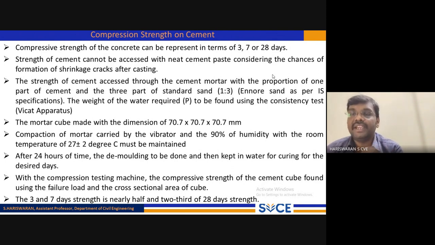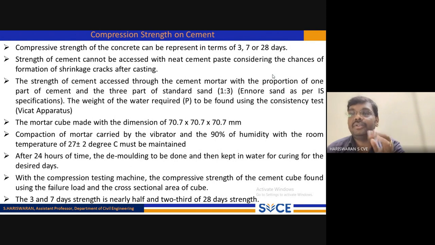So I first have to make the mortar in the proper proportion generally suggested by the IS code, 1:3: one part cement and three parts sand. Regarding the sand, in Tamil Nadu we take Ennore sand as a reference. Then we have to find the required water content for mixing, to get 100% hydration. For that, we conduct the consistency test with the help of the Vicat apparatus and arrive at the consistency value. That amount of water we add to the cement and sand, and then we get a mortar.